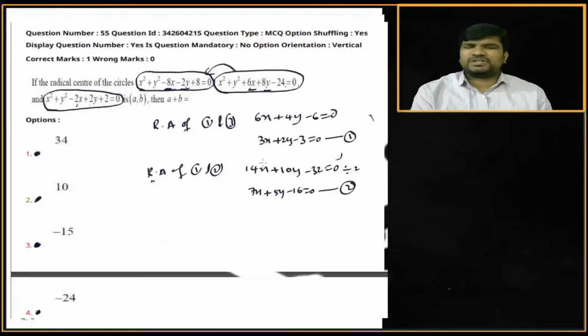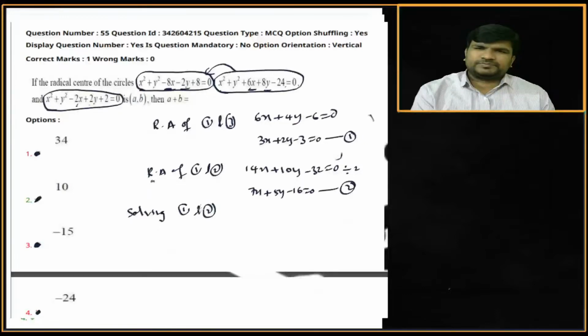The point of intersection of the radical axes is our radical center. So solving equations 4 and 5 using the cross multiply method, the coefficients are 3, 2, minus 3, again 3. The first element we have to repeat: 7, 5, minus 16.